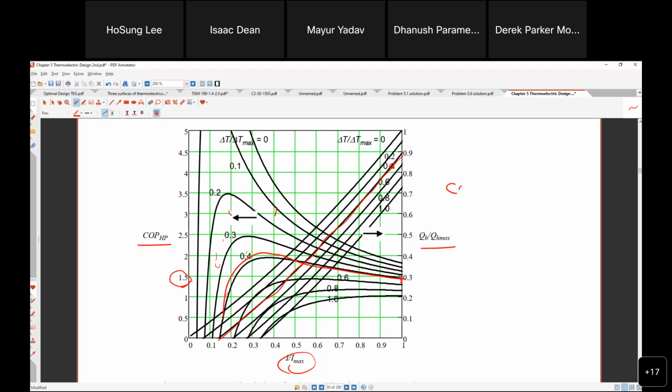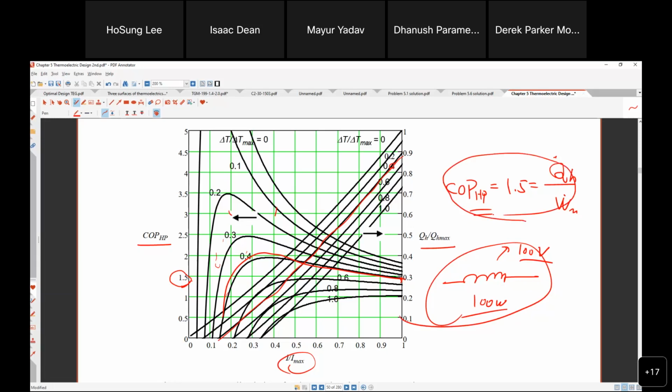COP of the heat pump is 1.5, which means power and the heating. That's interesting. 100 watt in, and then 150 watt heating we can get. The electric coil, 100 watt, heating is 100 watt, no more than that, first law. So this is very interesting. If we go to 0.4, COP is 2. Okay, so this is beneficial.